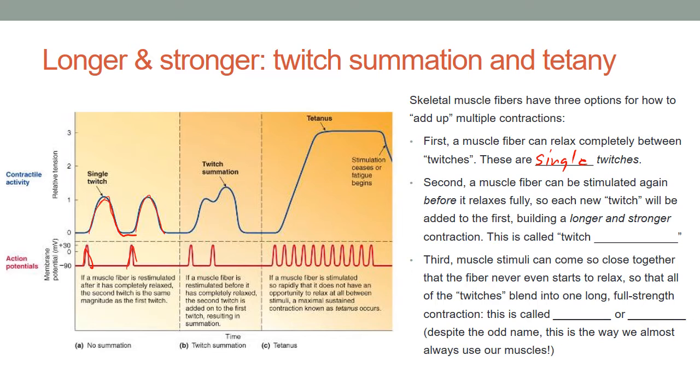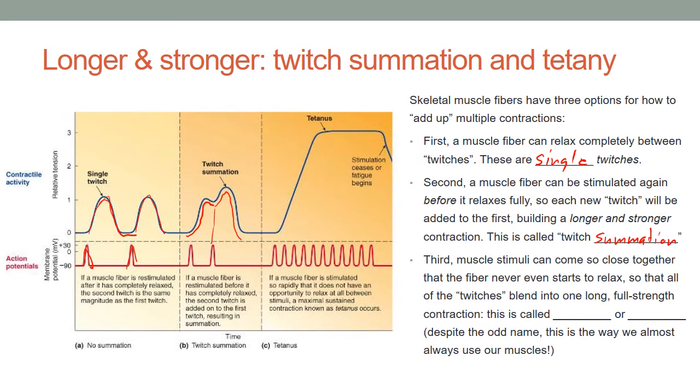But what if we stimulate the muscle, it starts to build up force, and just as it's starting to relax, to let go, we stimulate it again, and so we build up a little bit more, and then we let it relax. In this case, we're adding the two twitches together to some extent. It's not a complete addition. We don't get twice the strength that we started with, but we're adding the twitches together, and so that's called twitch summation.